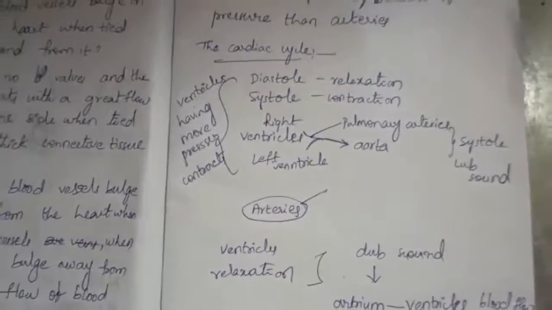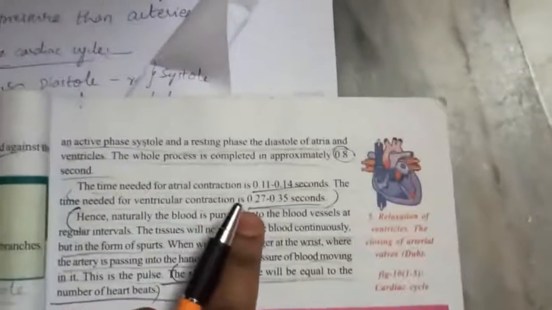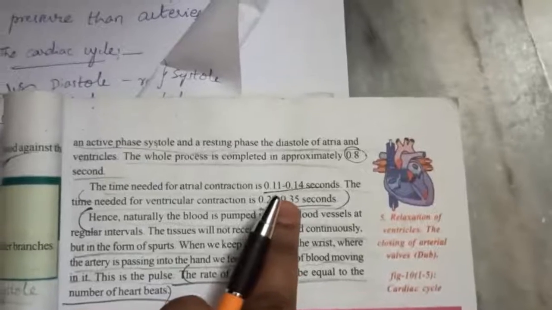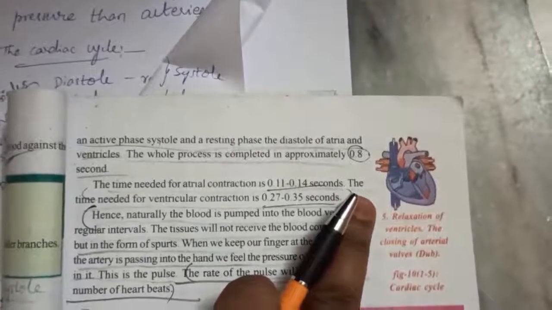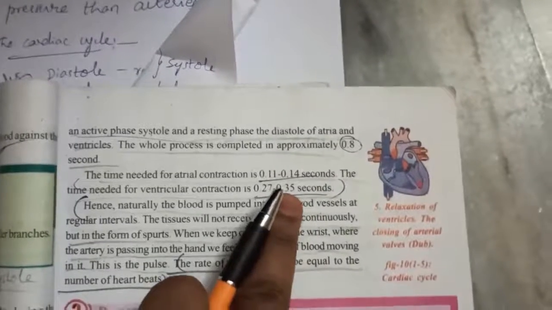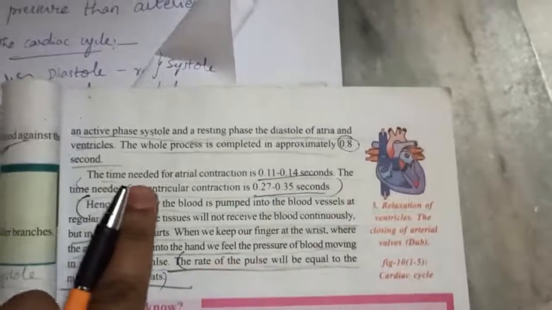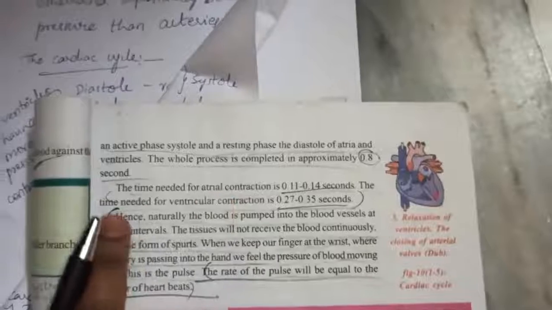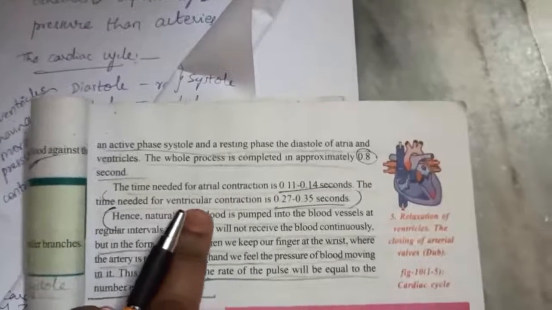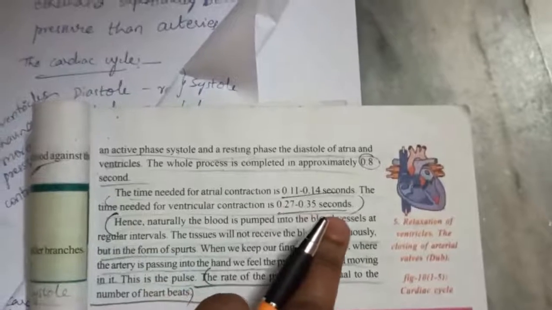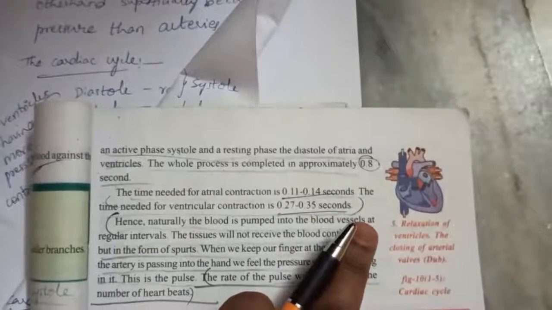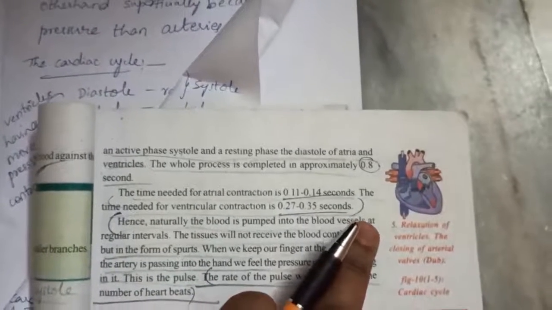The time needed for atrial contraction is 0.11 to 0.14 seconds. Within that 0.8 seconds, 0.11 to 0.14 seconds is for atrial contraction, and the time needed for ventricular contraction is 0.27 to 0.35 seconds. I think you got this clearly.